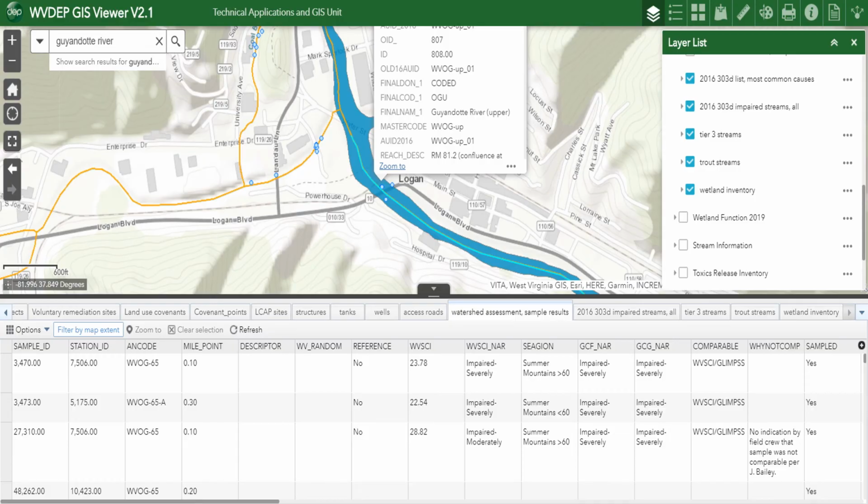Here is just a picture at the bottom middle. You can see where it is impaired severely, and impaired moderately. Those are for aluminum, selenium, and biological. Just shows those three in order of the three that it was impaired for.